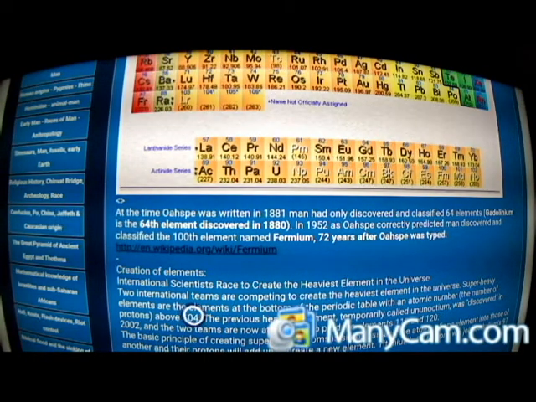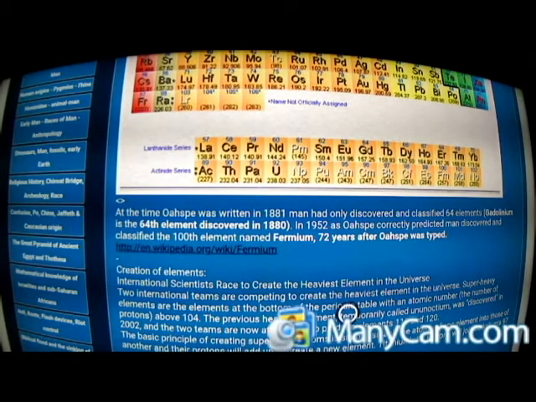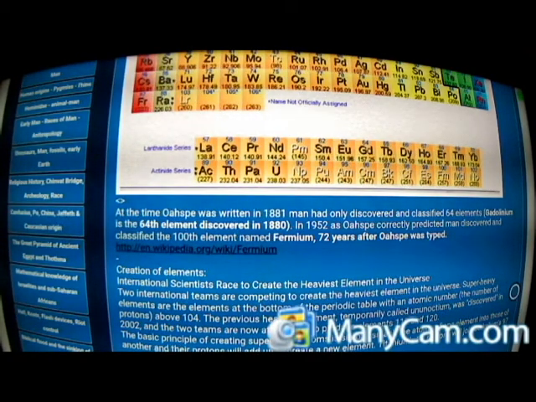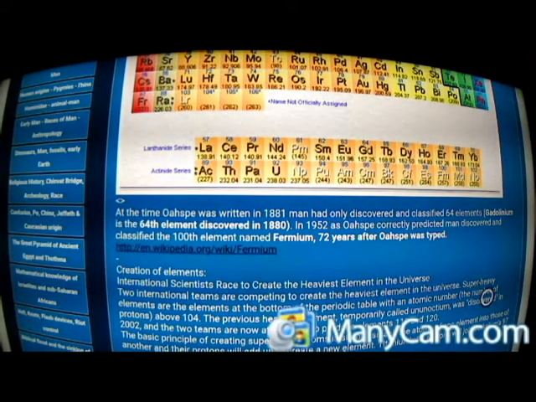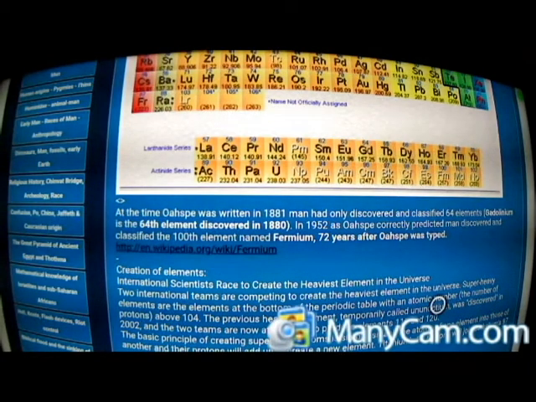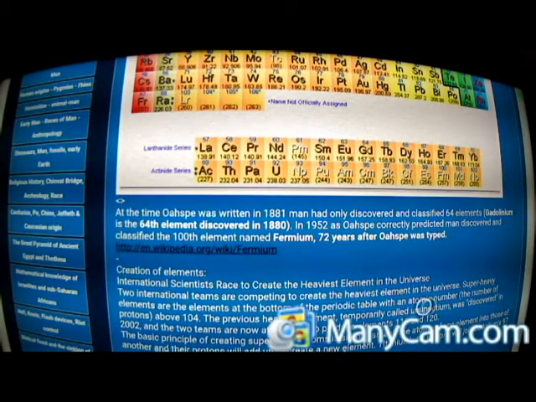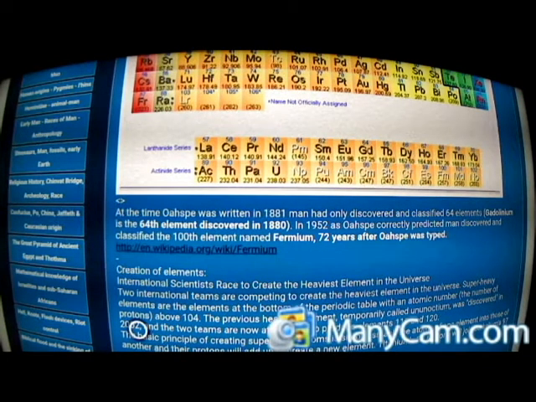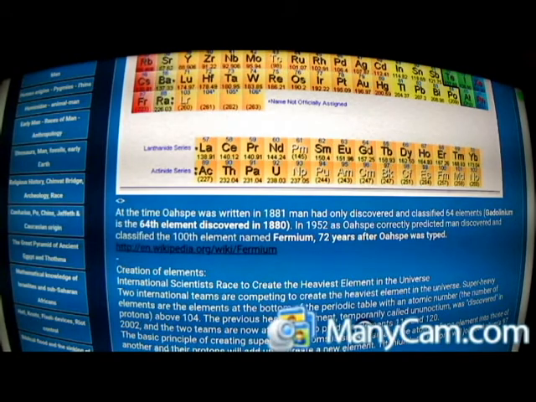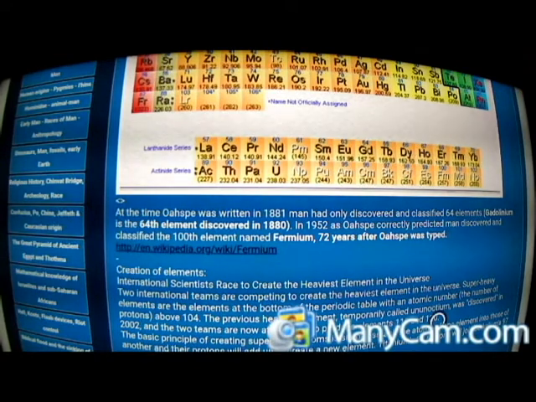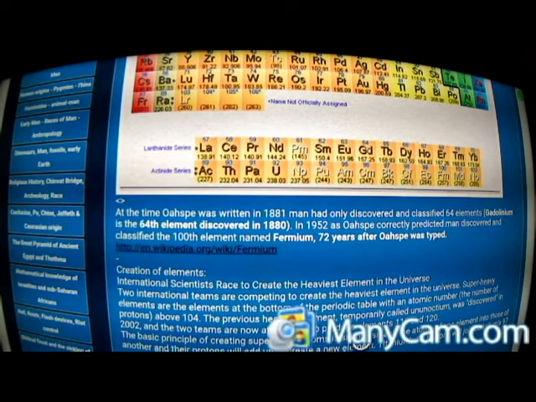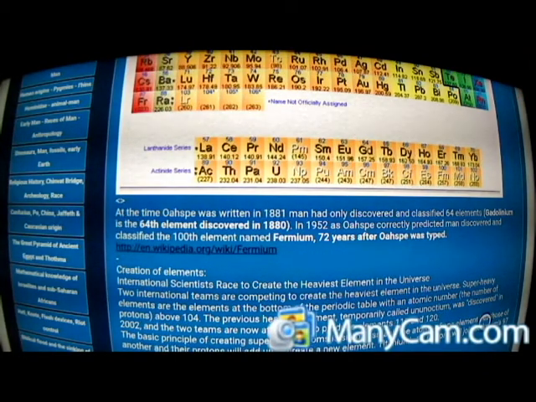The previous heaviest element, temporarily called Ununoctium, was discovered in 2002. And the two teams are now attempting to produce elements 119 and 120. The basic principle of creating super heavy atoms is simple. Smash the atoms of one element into those of another, and their protons will add up to create a new element.